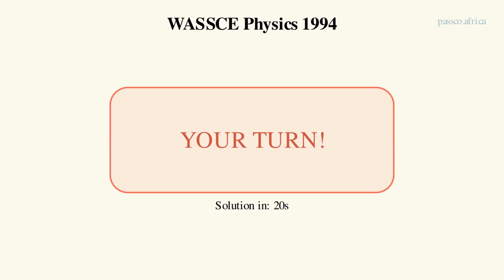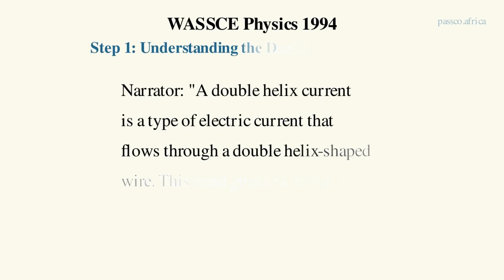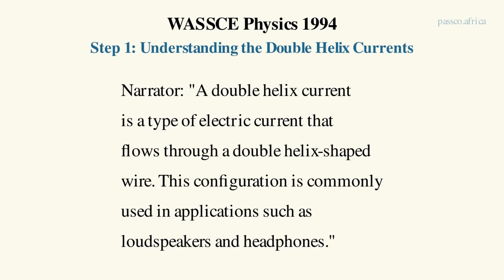Step 1. Understanding the double helix currents. Narrator. A double helix current is a type of electric current that flows through a double helix-shaped wire. This configuration is commonly used in applications such as loudspeakers and headphones.